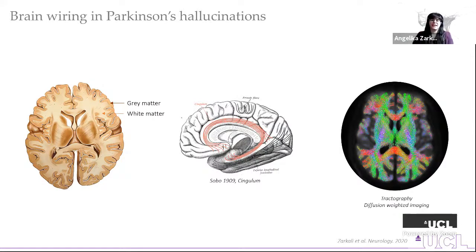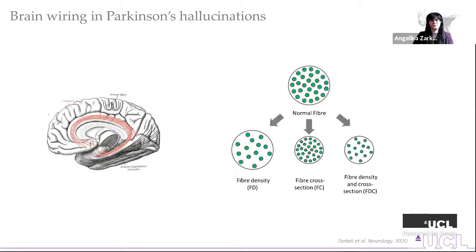So we use this technique, diffusion weighted imaging, to assess the integrity of the white matter in people with Parkinson's with and without hallucinations. And if you think again of what a normal white matter tract would look like, the cingulum here in red, the individual red lines represent different fibers. And a normal fiber here on the top, if we cut it and look at it under the microscope, should look nice and thick, and it would have many different axons inside. So these are individual axons in green.